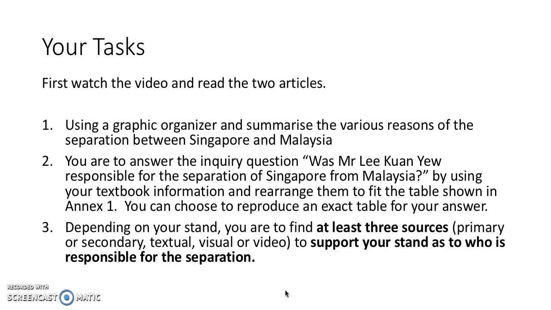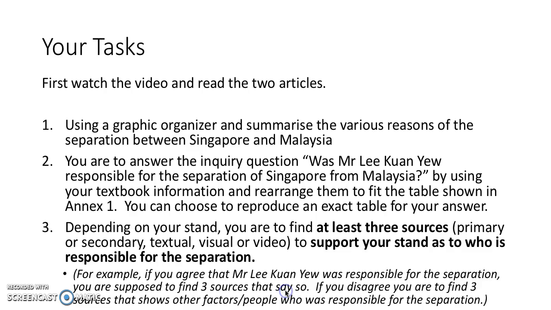you're supposed to find the three sources that support your stand. This means if you agree that Mr. Lee Kuan Yew was responsible, then you have to find three primary or secondary sources that say that Lee Kuan Yew was responsible for the separation. Or if you feel that no, it is not Mr. Lee Kuan Yew, it is other factors, other situations, then you have to find three sources that tell me that Mr. Lee Kuan Yew was not responsible.